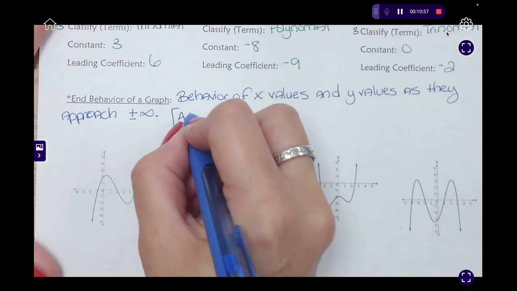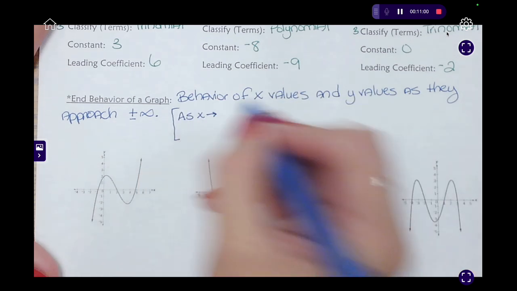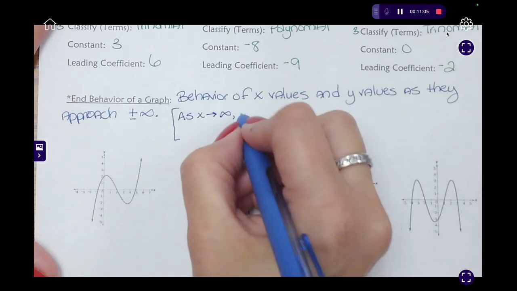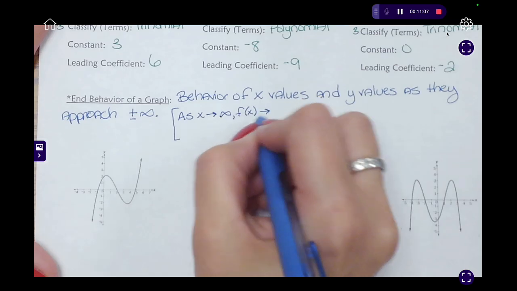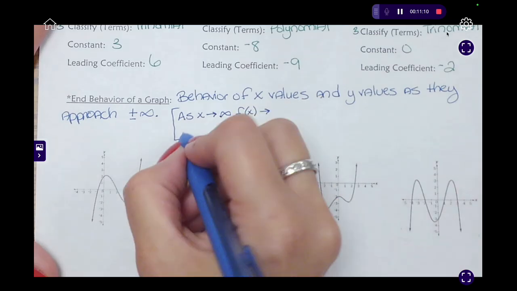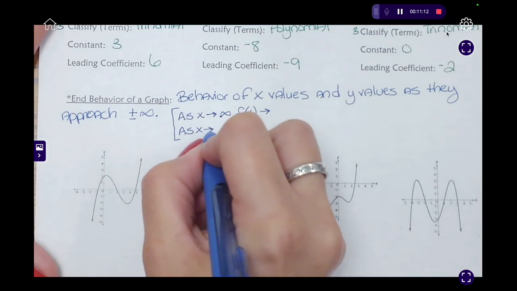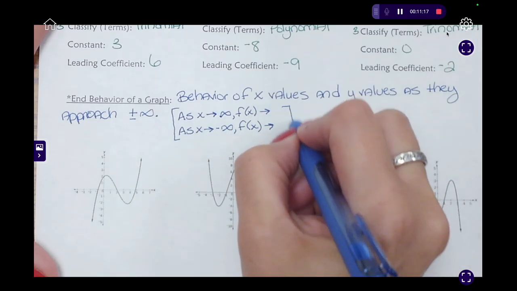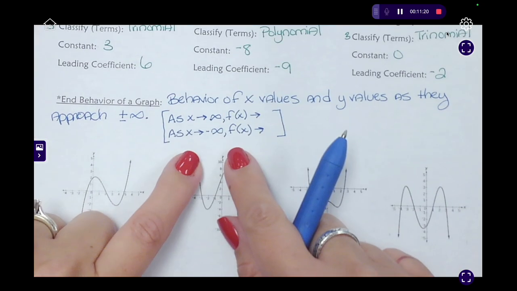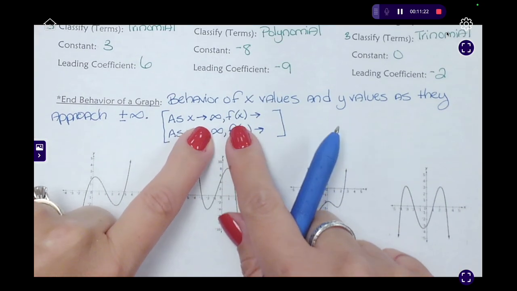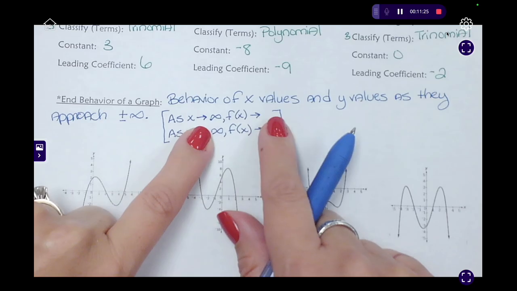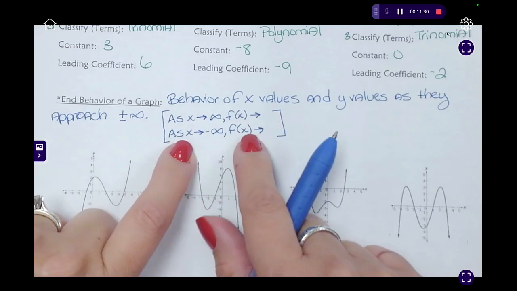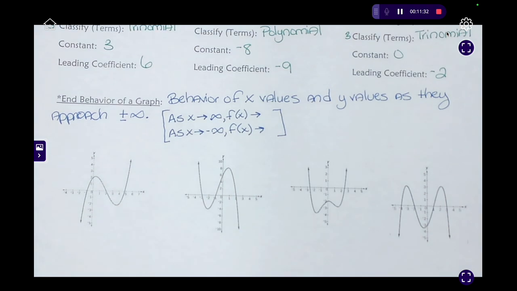So we're going to say as x, and we're going to draw a little arrow for approaches, infinity. So as x approaches positive infinity, what is your y value approaching? So what is your y value doing? And then also as x is approaching negative infinity, what is that y value approaching? Okay, so this is always how we're going to write this. As x is approaching positive infinity, your f of x, which is also your y value, approaches, we got to figure that out. And then as x approaches negative infinity, what is your y value approaching? Okay, so this is what we're going to be using.